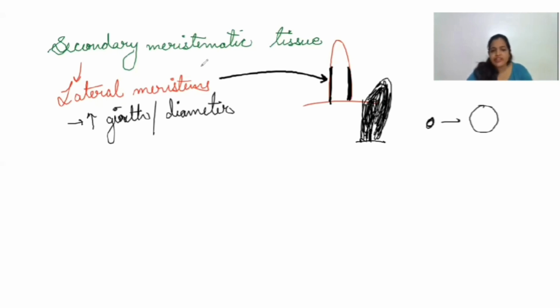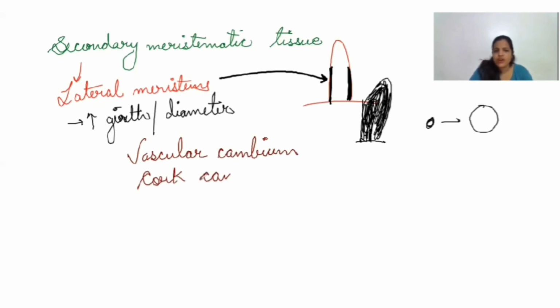Now, lateral meristems are further of two types, let me tell you. One is vascular cambium. Another one is cork cambium. Cambium is actually the meristematic tissue which helps for the secondary growth. How they are formed, where they are present, what they are doing, how they are doing, we'll study further in this chapter in my upcoming videos.